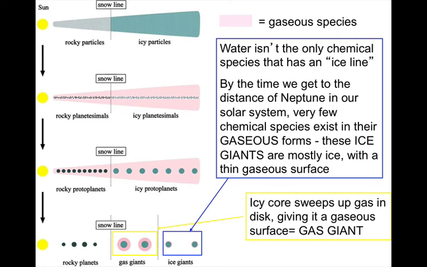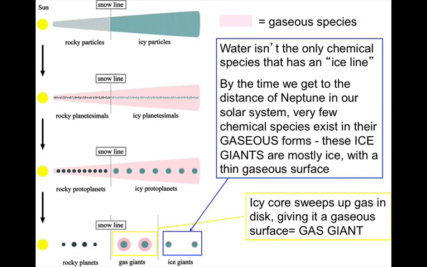The ice giants don't have as much gas available because water isn't the only chemical species that has an ice line. So the types of gas that compose Jupiter, things like ammonia, they have a point when they will also freeze out to become solids. And in the outer disk, where planets like Uranus and Neptune are in our solar system, the temperatures are so low that most species are ices. Very few of them are gas.